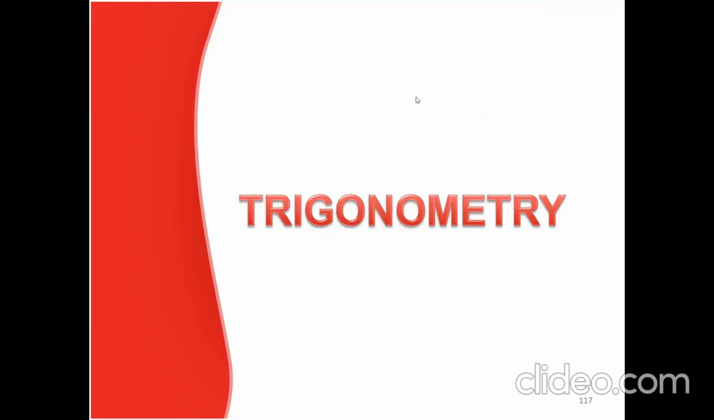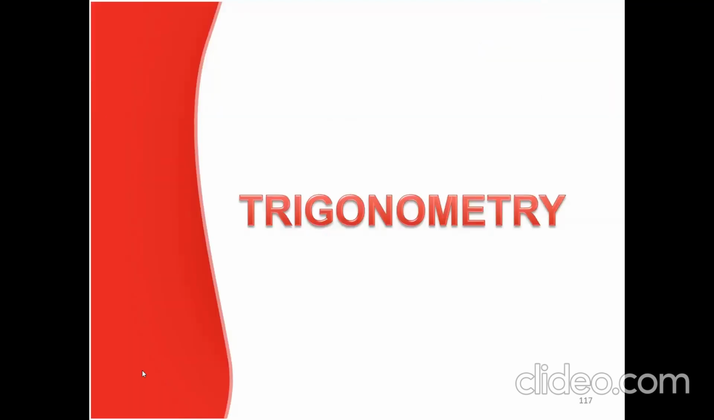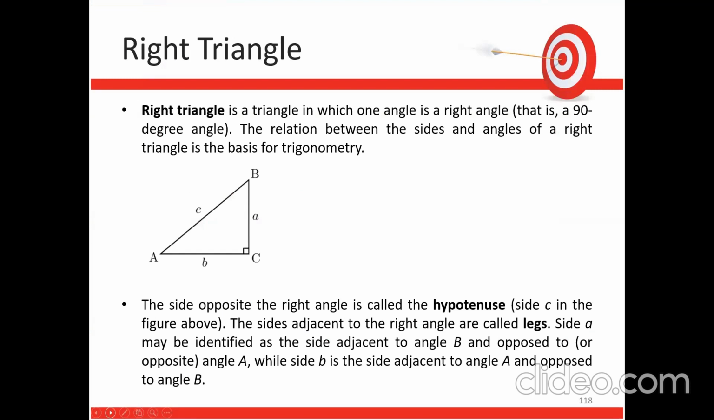Okay, trigonometry. Let's start with the right triangle. A right triangle is a triangle in which one angle is a right angle, that is a 90 degrees angle. The relation between the sides and angles of a right triangle is the basis for trigonometry.